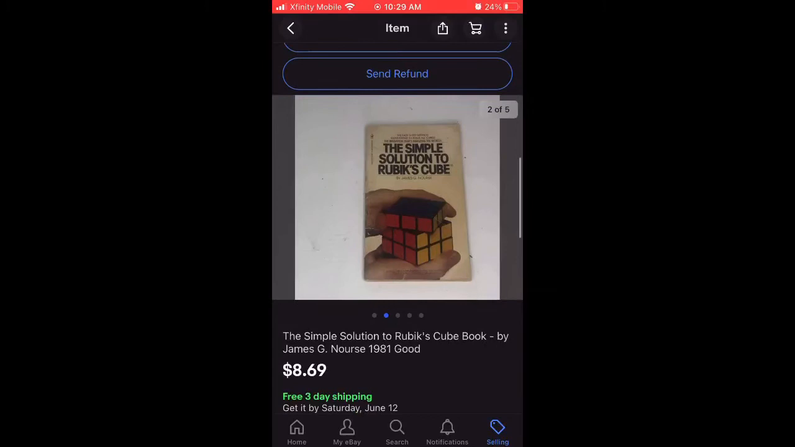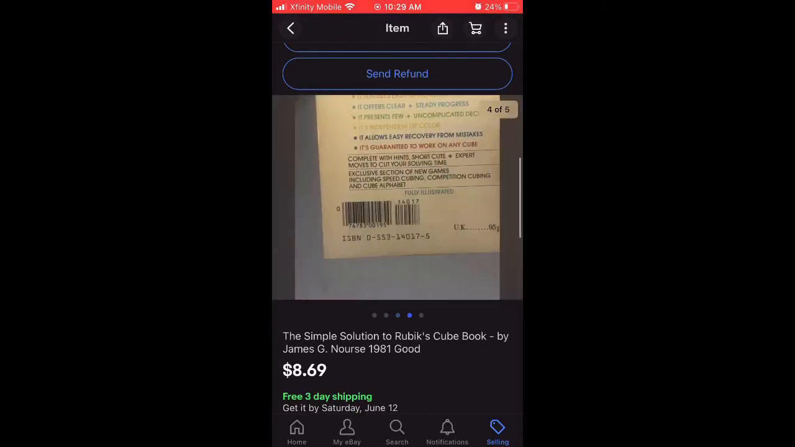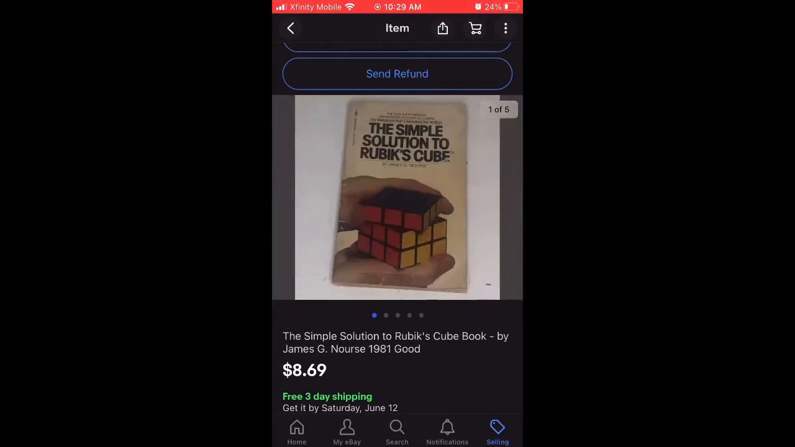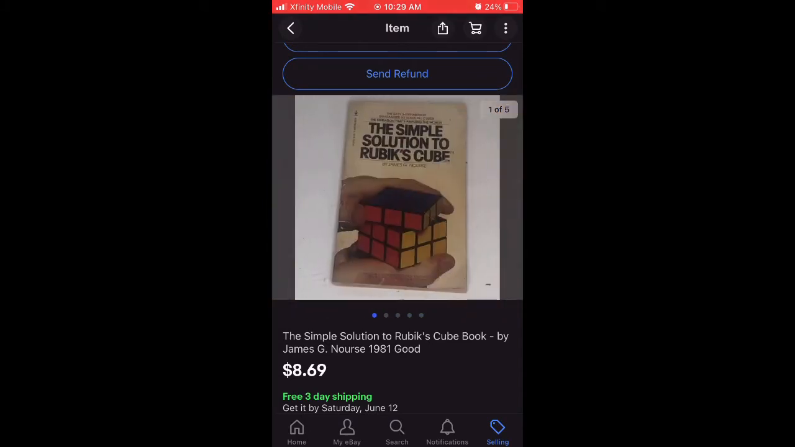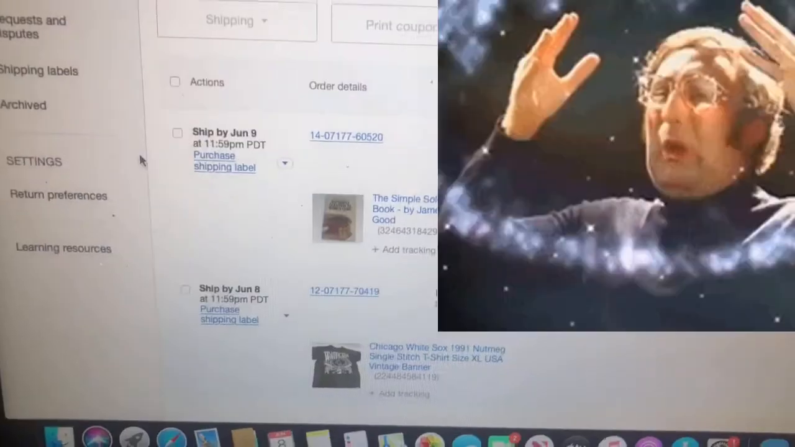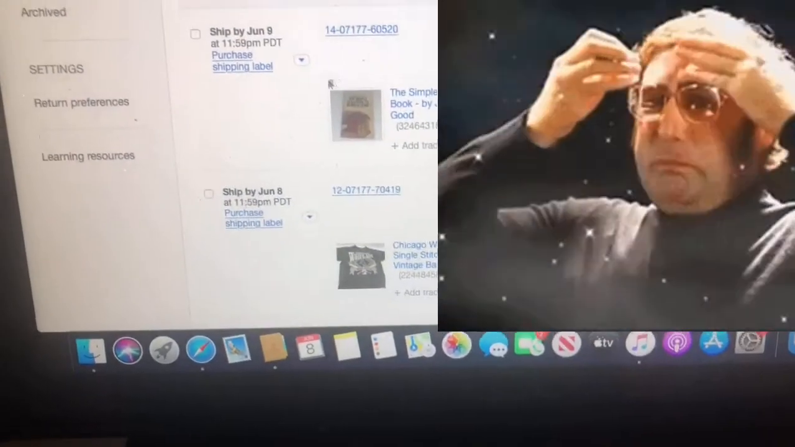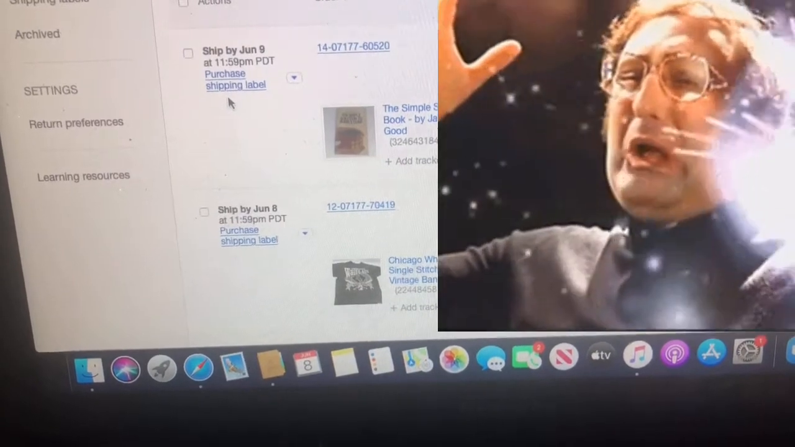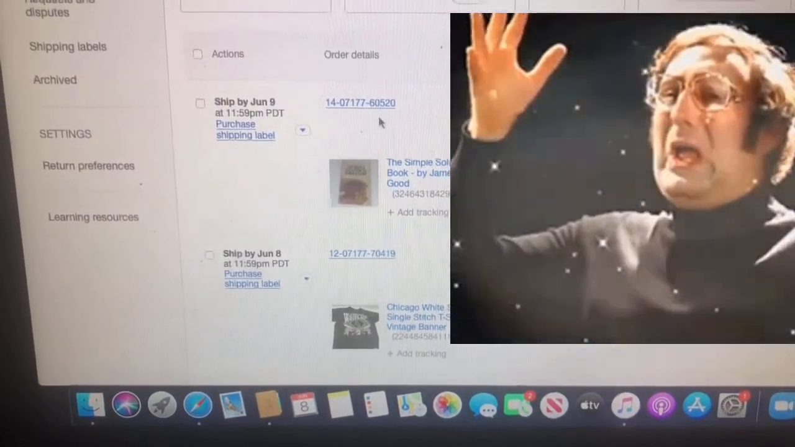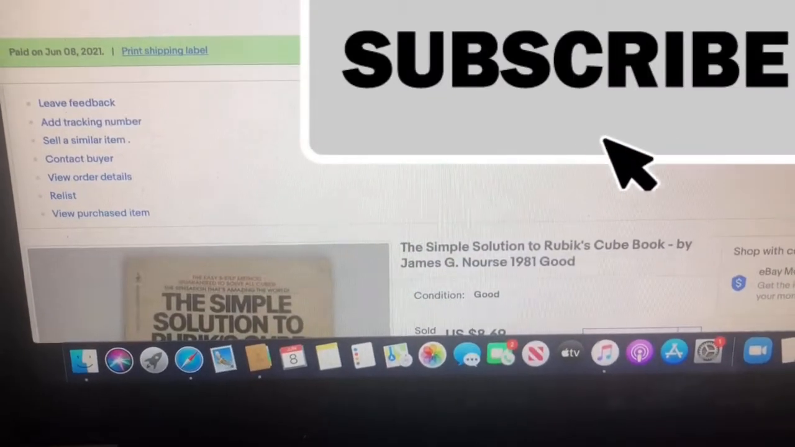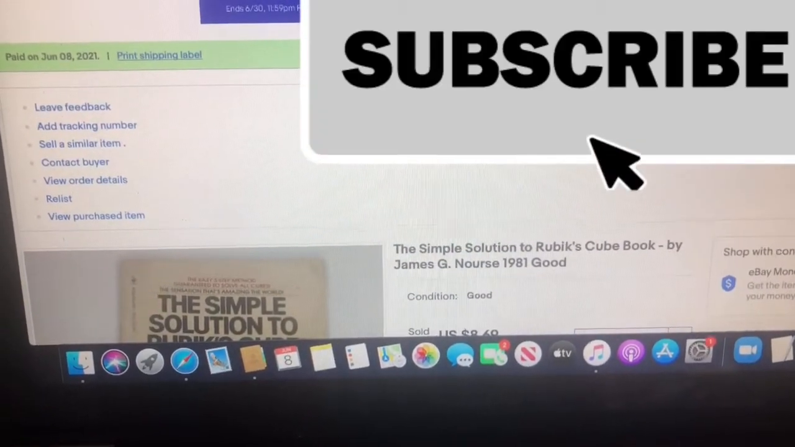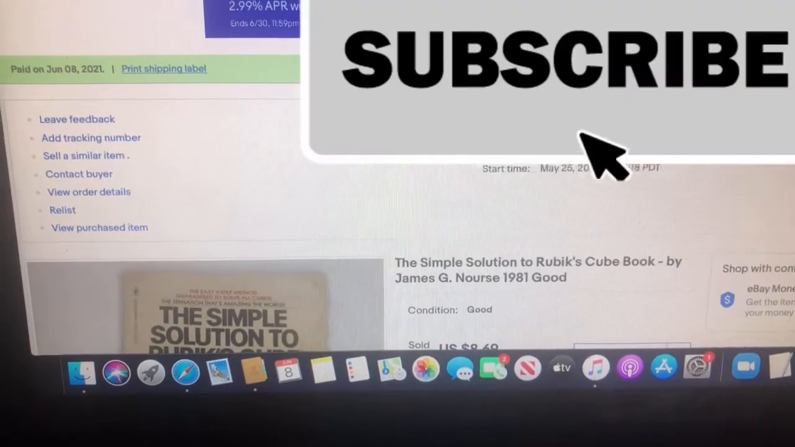So the problem I alluded to earlier was that I can't find this item. I didn't leave myself any breadcrumbs. There's no picture. There's no SKU description, custom SKU. So how do I find it? So if we look at this, this is the item. I did not leave myself any breadcrumbs to find it.